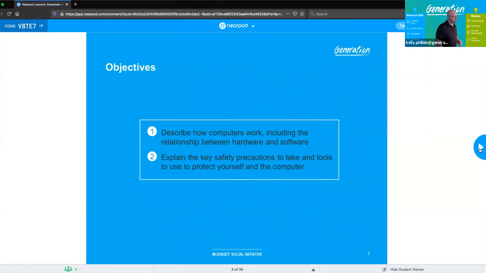By the end of this, we should be able to describe in a basic sense how computers work, including the relationships between hardware and software, and go ahead and throw firmware in there as well. And also explain the key safety precautions to take and common tools you will see and use as an IT technician, both in your personal life and on the job.